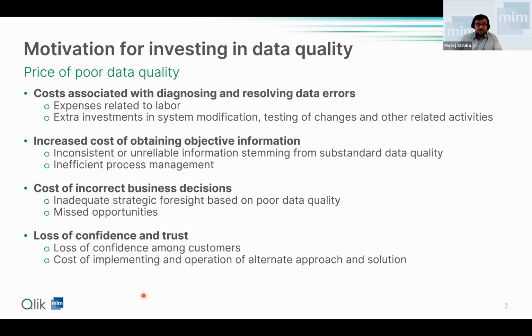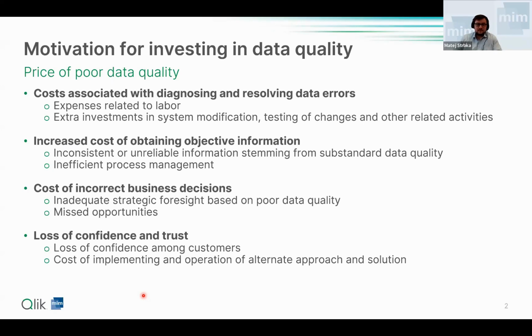Part of this is also missed opportunities. If we have data of poor data quality, we might just miss some business opportunities which are there, which we could see in our data. However, if the data quality is poor, we might miss these opportunities.